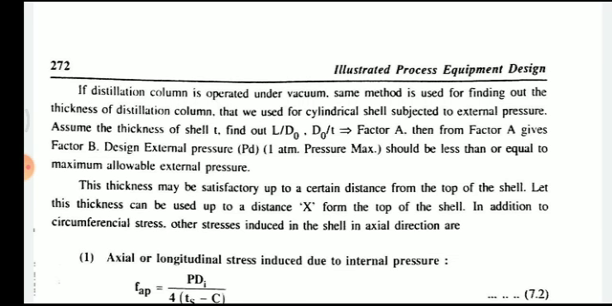That we used for cylindrical shell subjected to external pressure. Assume that thickness of shell is T. Find out the ratio of L by D0 and D0 by T. Then from factor A, get factor B. Design external pressure PD. 1 atmospheric is the maximum pressure.